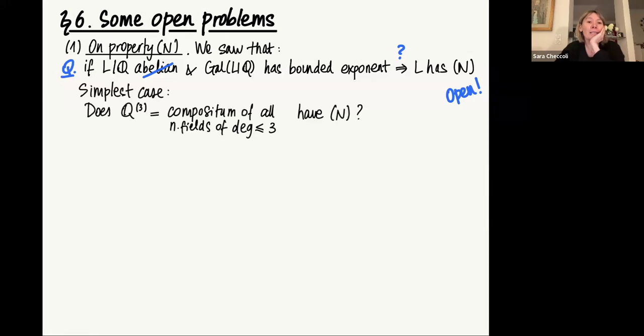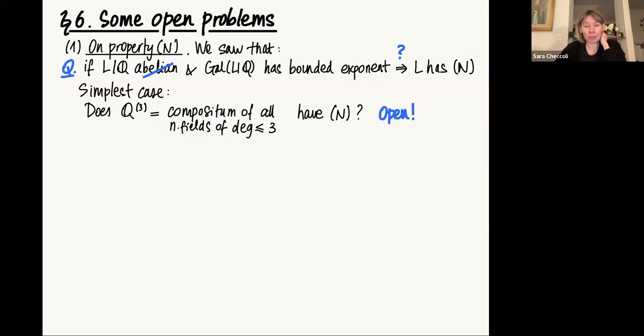So if you look at the simplest case, maybe, it is the following. You take Q^(3) to be the compositum of all number fields of degree at most three, so something very concrete. And the question is whether this field has property N, and even this is still unknown. Q^(2), of course, is abelian, so it's the compositum of all quadratic extensions, but Q^(3) is the first non-abelian example, and we don't know anything here.